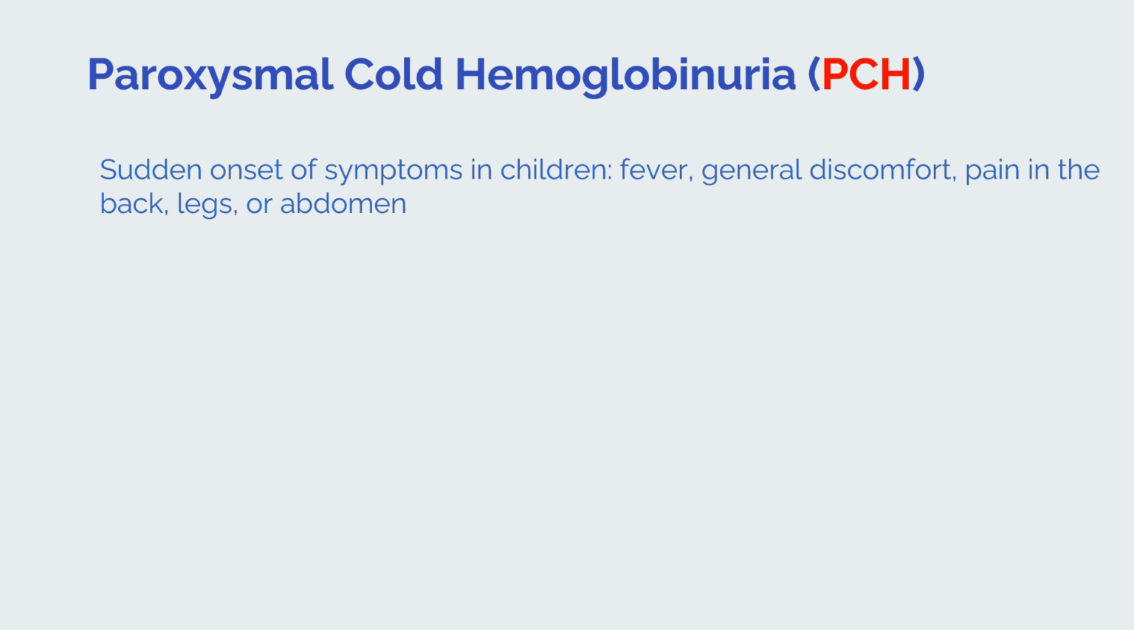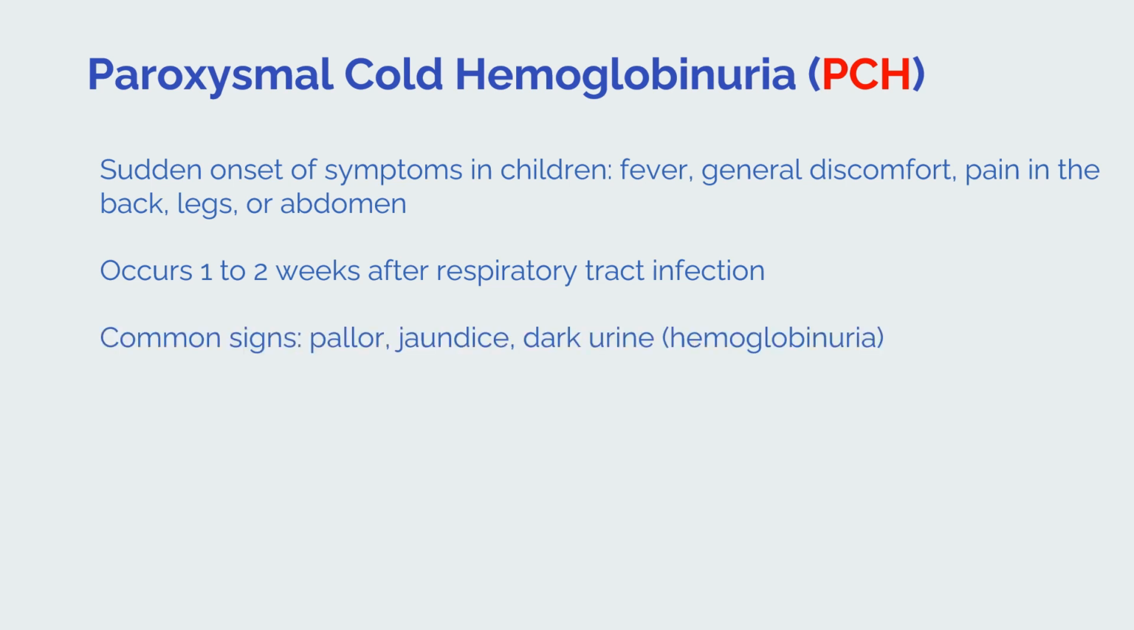In children, PCH presents with a sudden onset of symptoms such as fever, general discomfort, and pain in the back, legs, or abdomen. These symptoms usually occur 1 to 2 weeks after a respiratory tract infection. Other common signs include pallor, jaundice, and dark urine due to the presence of hemoglobin in the urine.